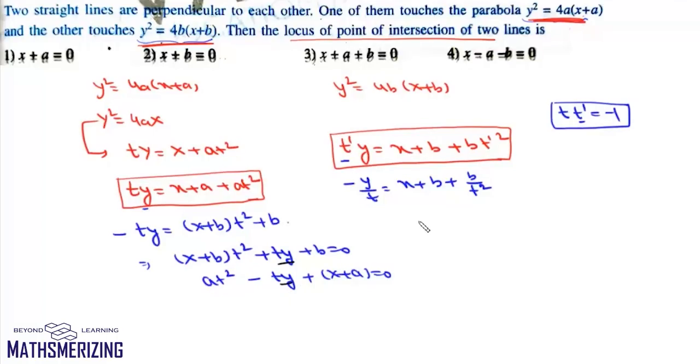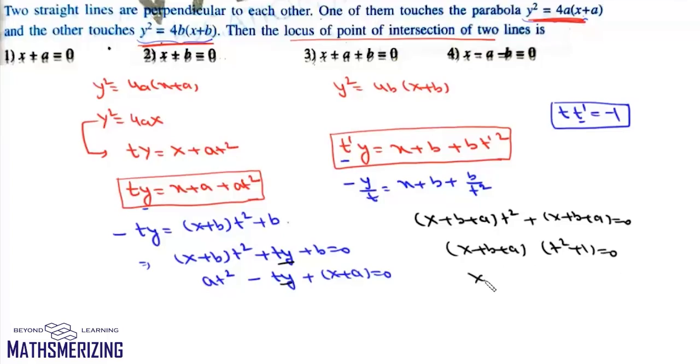So if we add the two equations, we'll get (x + b + a)t² + (x + b + a) = 0. So I'll take x + b + a common, and then it is t² + 1 = 0. So the condition should be x + b + a = 0. So the locus of this point of intersection of two lines should be x + b + a = 0, and that's your option number 3.